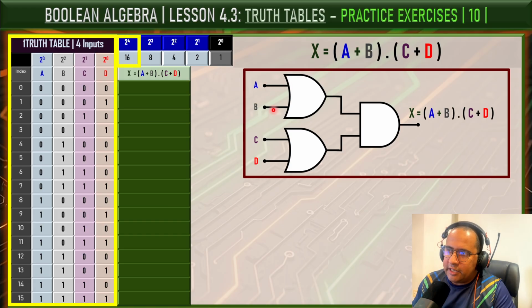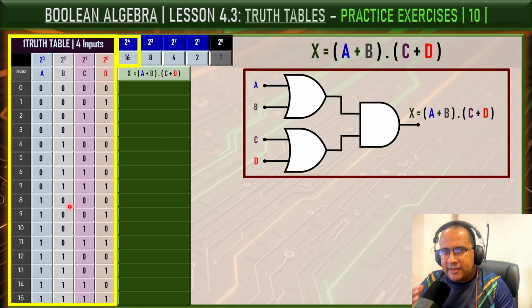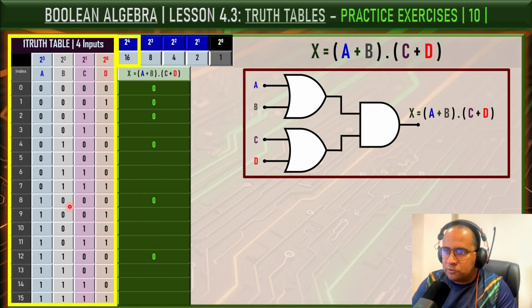Whenever both A and B are equal to 0, the first OR gate produces logic 0. And whenever both C and D are equal to 0, the second OR gate produces logic 0. In either situation, one of the inputs of the AND gate receives a logic 0. And whenever the AND gate receives a logic 0 at one of its inputs, the output must also be logic 0, okay? Therefore, all rows that satisfy these conditions can immediately be filled with logic 0 at the output column.